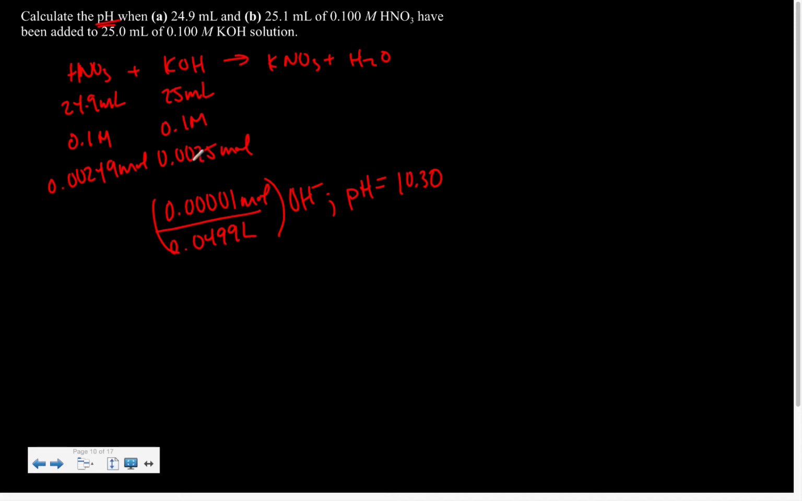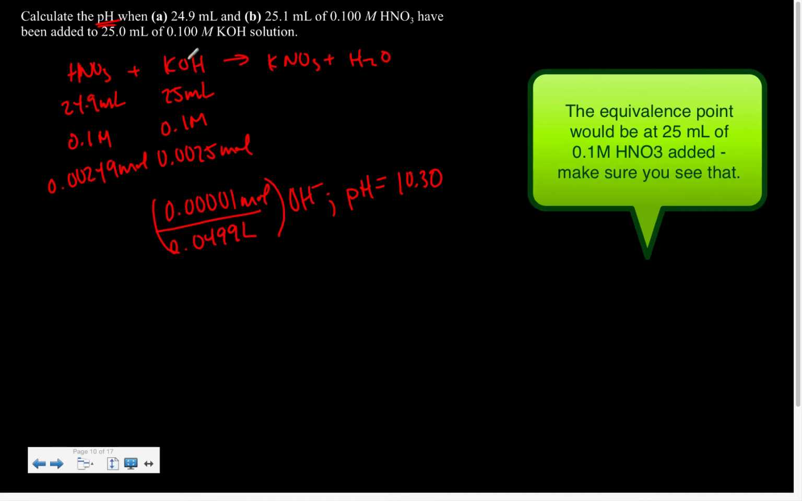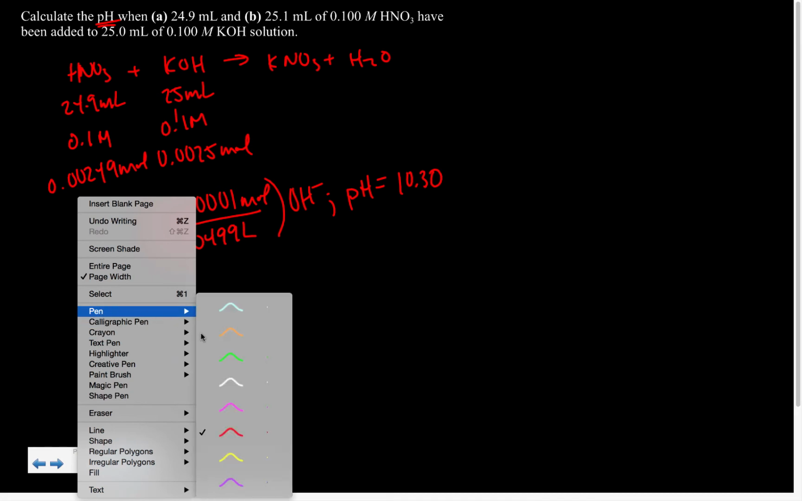Now, that puts this part of the problem at just before the equivalence point. Does that make sense? If we're thinking about a titration, this would be just before the equivalence point. Specifically, 1/10 of a milliliter before the equivalence point. Make sure that number makes sense.